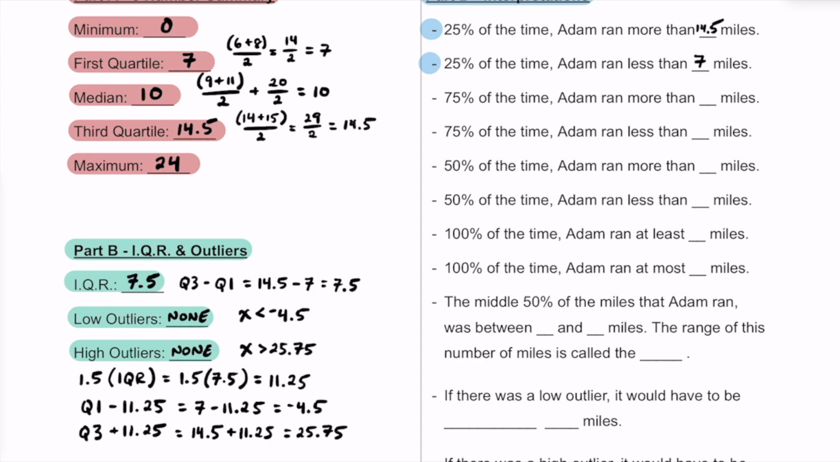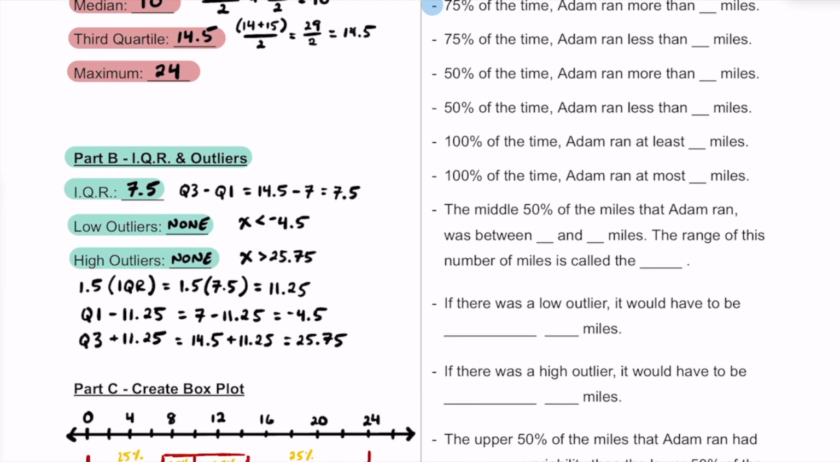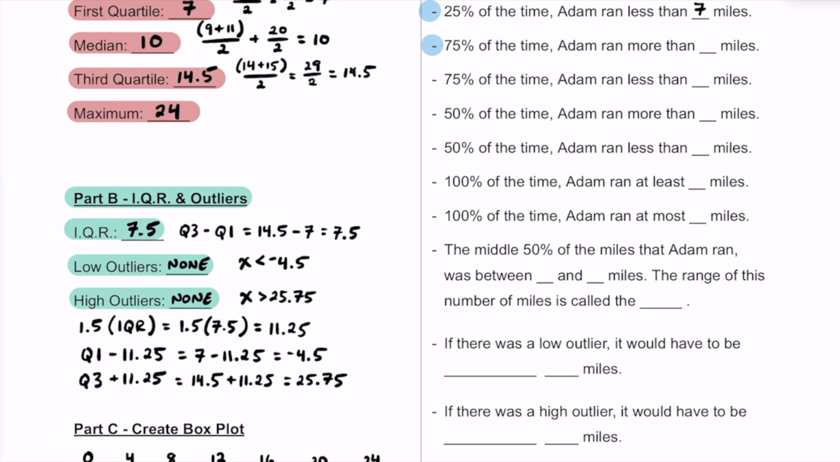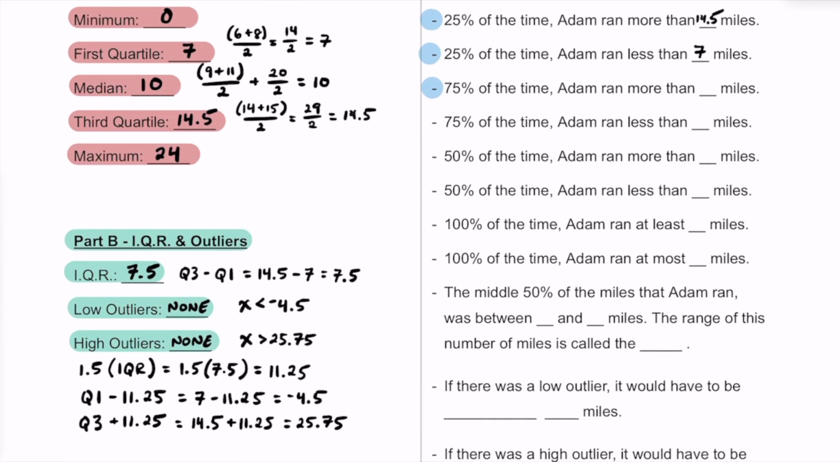All right, next, 75% of the time, Adam ran more than how many miles? So let's see where we can find 75% of the data. It looks like that's going to be anywhere above this line, or to the right, because we have 25% plus another 25% plus another 25% all the way over to here. So 75% of the data would be above 7 miles. So let's go ahead and say here that 75% of the time, Adam's going to be running more than 7 miles, similar to the last one.